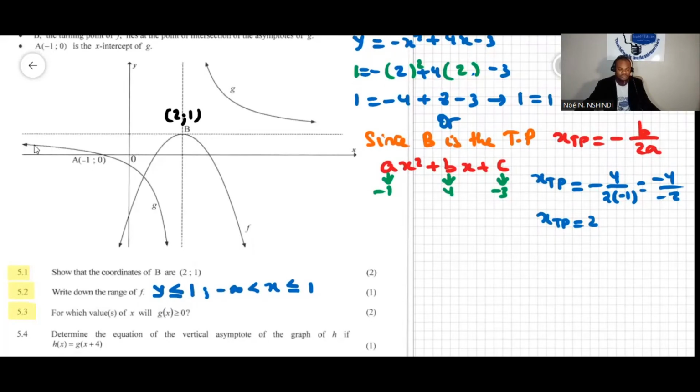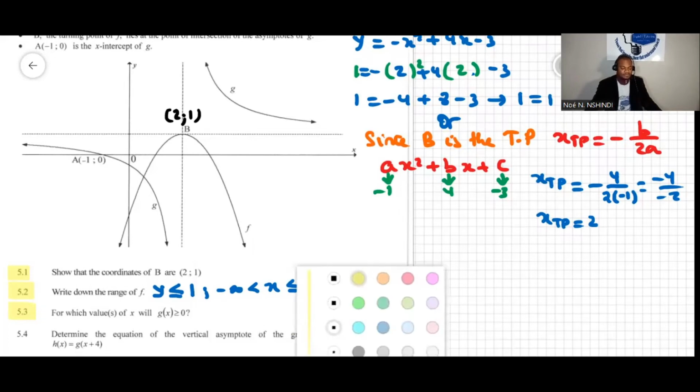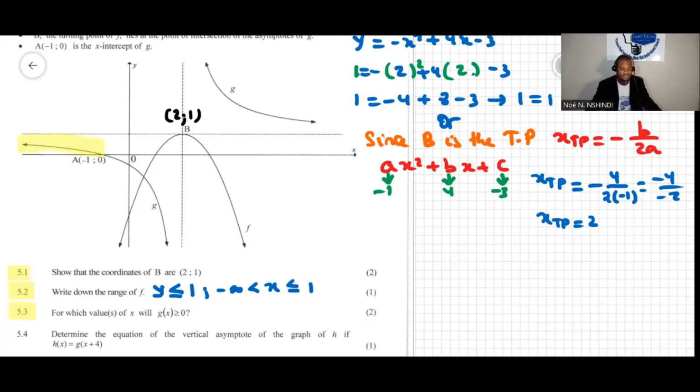It's all these values, because this is above. When they say more than 0, we look at the part of the function that is above the horizontal line, the x-axis. The x-axis is this one, and we can see that this part here of g is above the x-axis, and this part also is above the x-axis. Now I will say then for here 5.3.